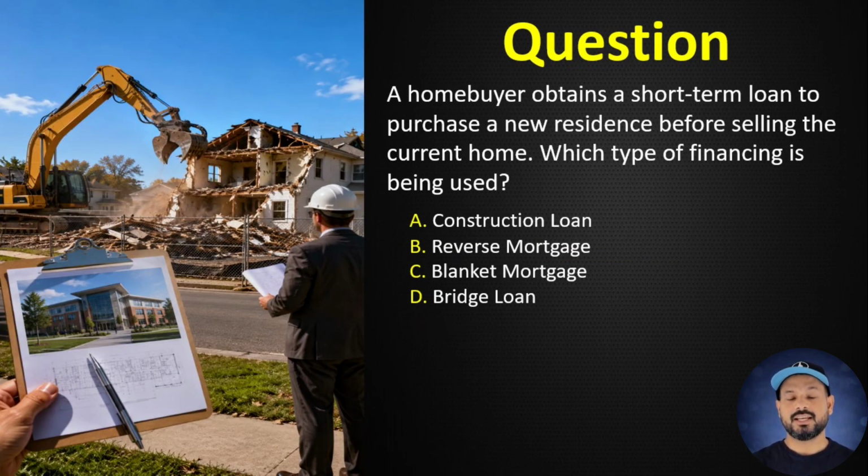Question number 16. A home buyer obtains a short-term loan to purchase a new residence before selling the current home. Which type of financing is being used? A. Construction loan, B. Reverse mortgage, C. Blanket mortgage, D. Bridge loan. Correct answer D. Bridge loan. A bridge loan provides temporary financing until another property is sold.